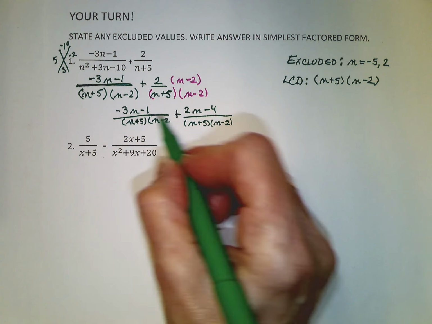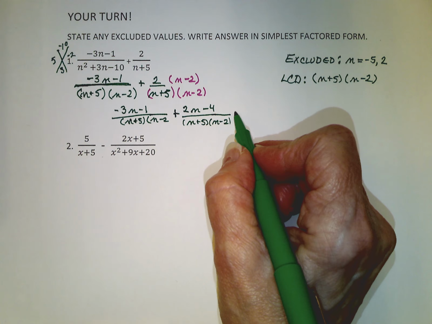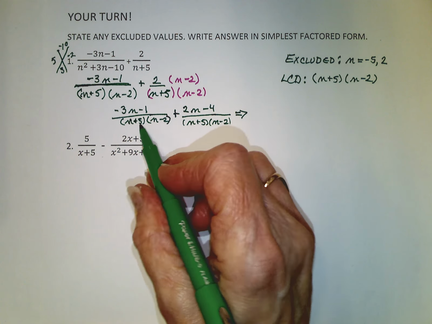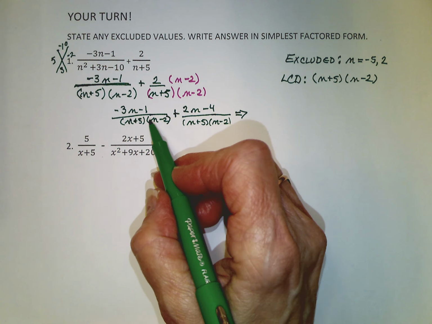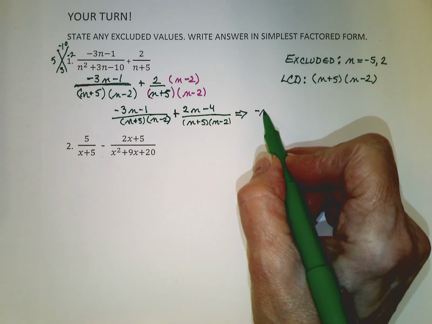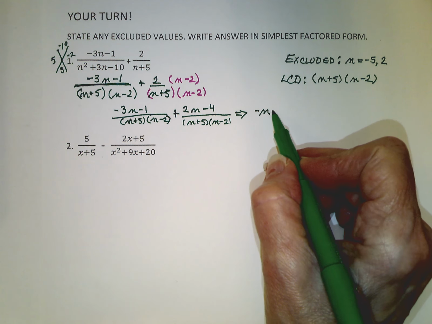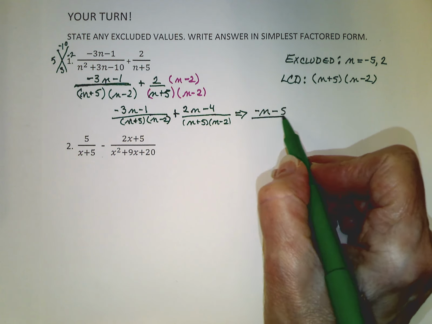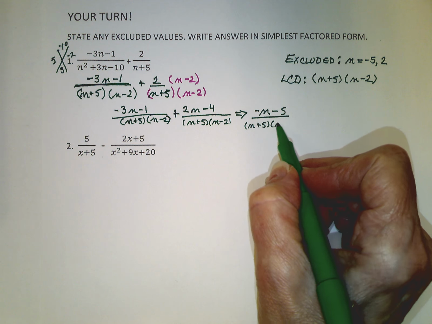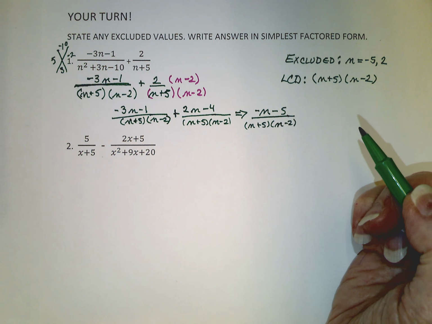Now some of you can skip these intermediate steps and go right to the answer in your head. That's fine. Since they're both over the same denominator, we can go ahead now and add them. Negative 3n plus 2n would be a negative n. A negative 1 plus a negative 4 would be a negative 5 over that common denominator. And the addition's done.